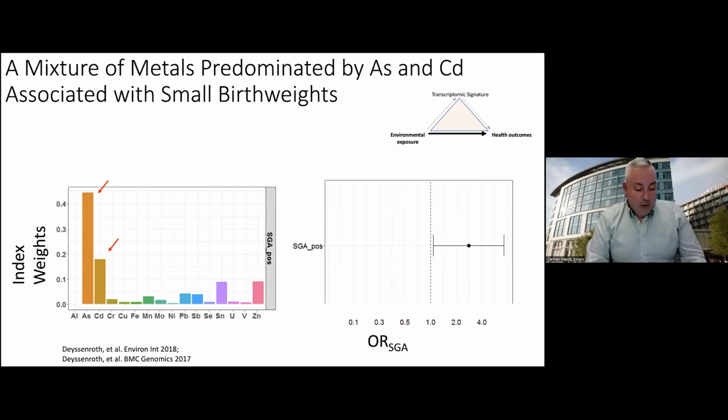So using a weighted quantile sums approach, we were able to identify a mixture of metals which, as it increases, is associated with SGA risk. And arsenic and cadmium were really the predominant metals that were driving that association. And so we've established now that bottom part of the arrow, that exposure to outcome relationship with this mixture of metals in this case.